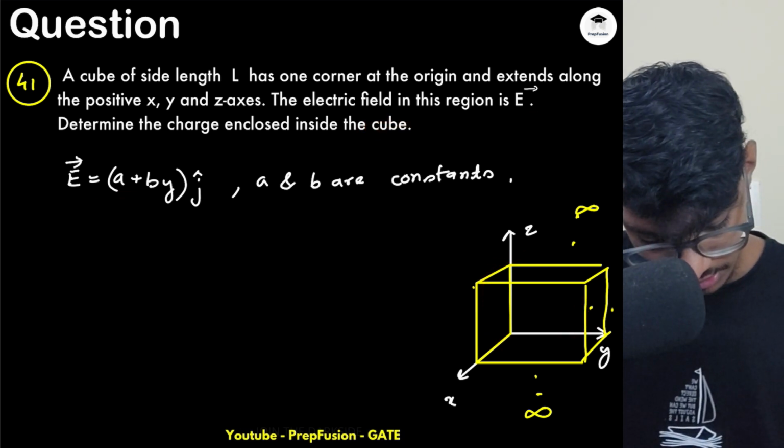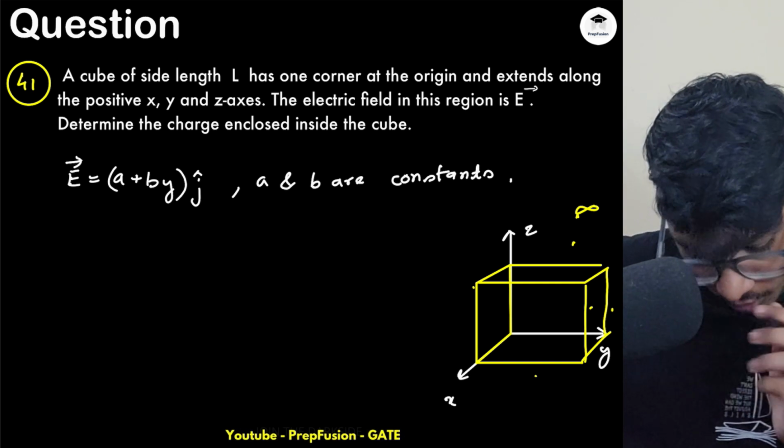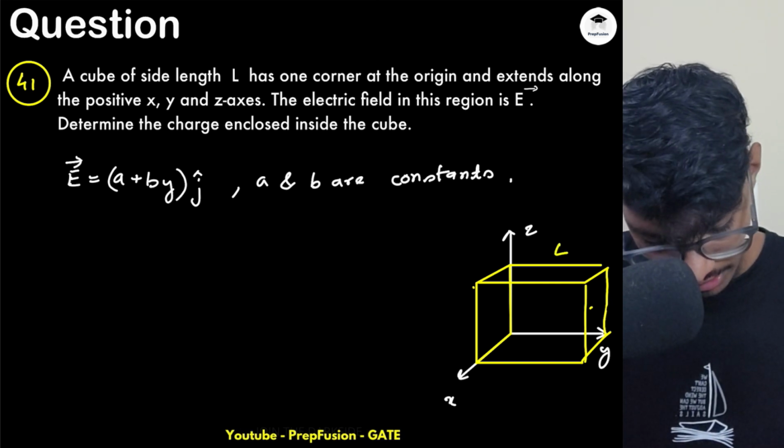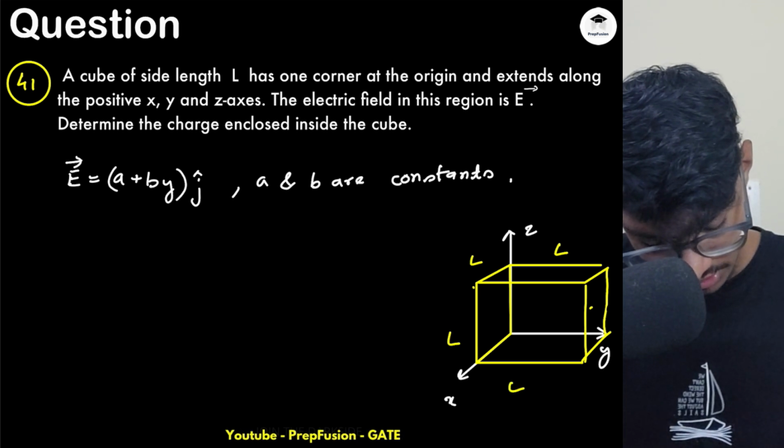Okay, sorry about that. Actually, this is extending in the positive x and y. No, not infinity. Sorry, it has length L, right? So all of it will be L actually. Sorry for that. All of it will be L simply.